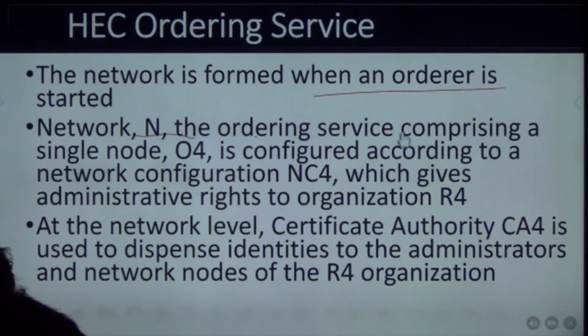Network and the ordering service comprising a single node O4 is configured according to a network configuration NC4, which gives administrative rights to organization R4. At the network level, certificate authority CA4 is used to dispense identities to the administrator and network nodes of the other. जितने लोग हैं, orderer है, network administrator है, so everybody is getting its identity from CA4. R4 organization, every entity in R4 organization is being certified by its own CA, which is CA4.